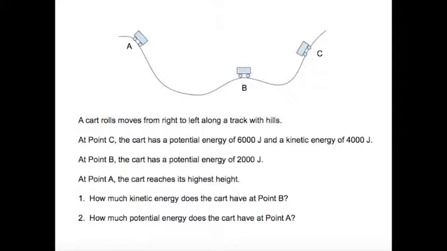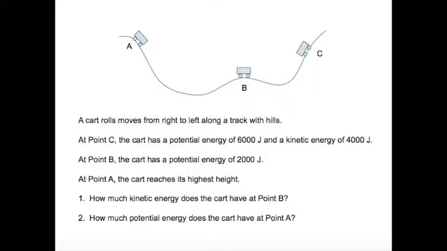First, read the problem. A cart rolls and moves from right to left along a track with hills. So it's going from point C to B and up to A. At point C, the cart has a potential energy of 6,000 joules and a kinetic energy of 4,000 joules. At point B, the cart has a potential energy of 2,000 joules. At point A, the cart reaches its highest height. The questions are, how much kinetic energy does the cart have at point B, and how much potential energy does the cart have at point A?